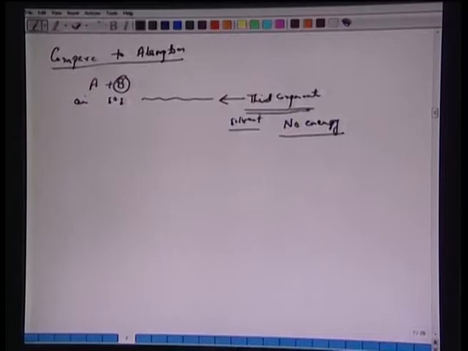Now, when we have this B, A plus B in solvent C now, so 3 components, A plus B binary components brought in contact with C, B gets transferred here. So, we have C plus B, and there is a possibility of this C getting vaporized.